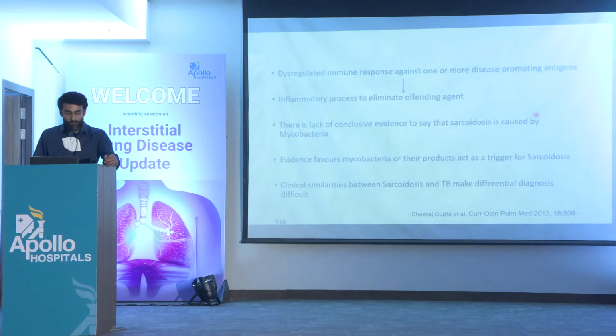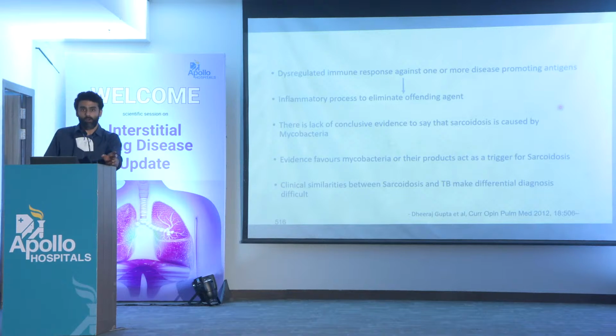There is a dysregulated immune response against one or more disease-promoting antigens, an inflammatory process to eliminate the offending antigen. There is a lack of conclusive evidence to say that sarcoidosis is caused by mycobacteria. Evidence, however, favors mycobacteria or their products as triggers for sarcoid. Clinical similarities between TB and sarcoid always make it very difficult to differentiate.